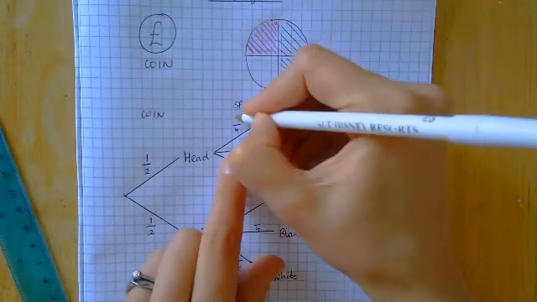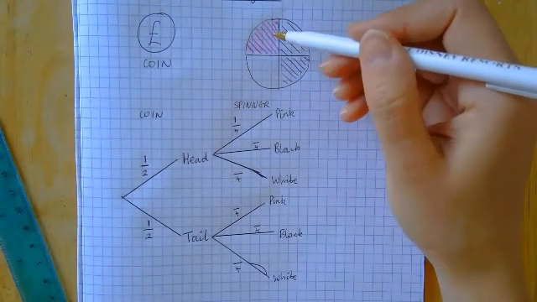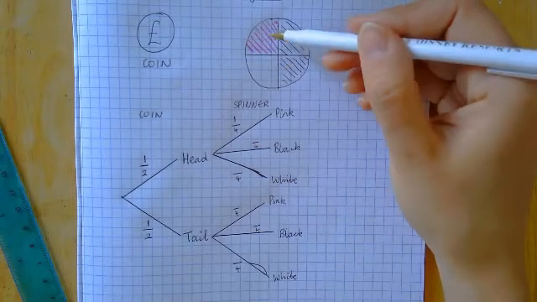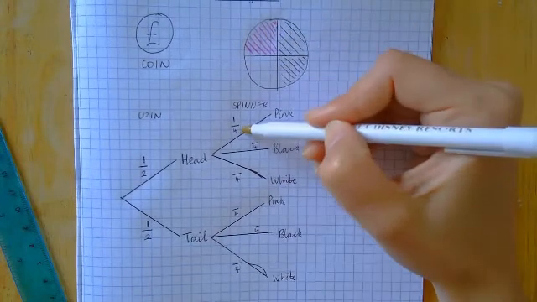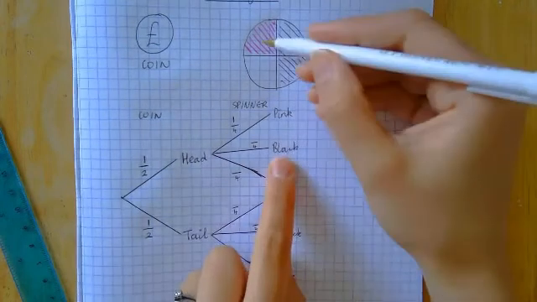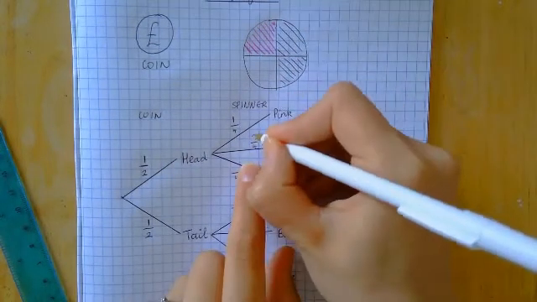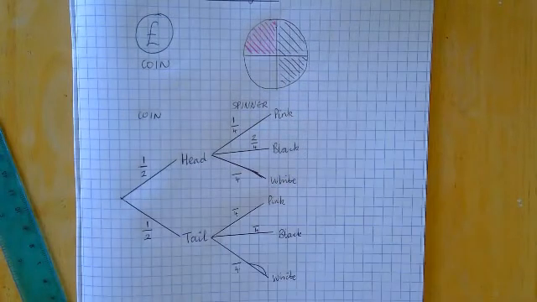Right, how about pink? How many of the sections are pink? 1. So I'm going to have 1 out of 4. That's the probability of getting a pink, isn't it? There's 4 sections and 1 of them is pink. So there's 4 sections, that goes on the bottom, and 1 of them is pink. How about black? Well, there's 4 sections, so that 4's on the bottom, 2 of them are black.